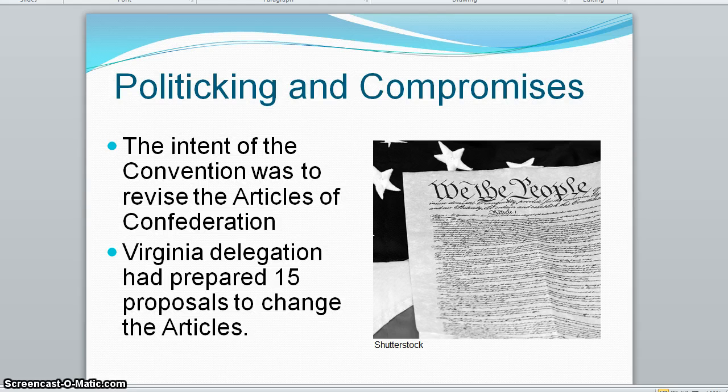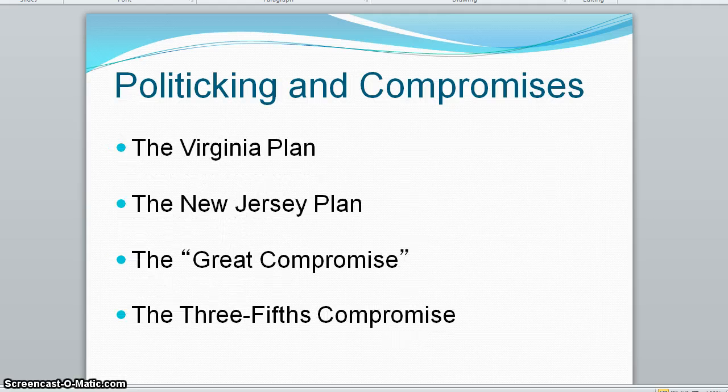So that required some politicking and compromises, and the convention was started from the point of Edmund Randolph from the Virginia delegation, ready to present 15 resolutions proposing fundamental changes in the nation's government. This set the tone for the remainder of the convention. Here were some of the plans.